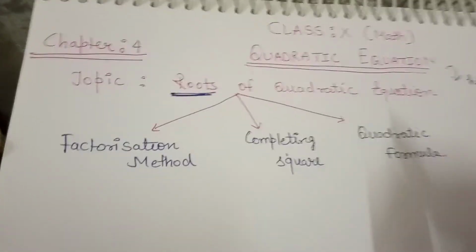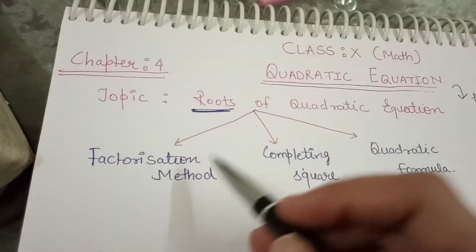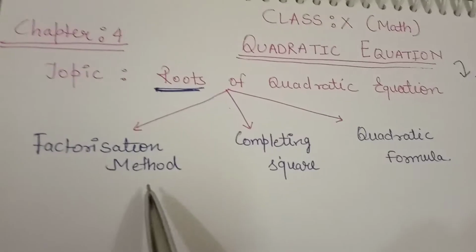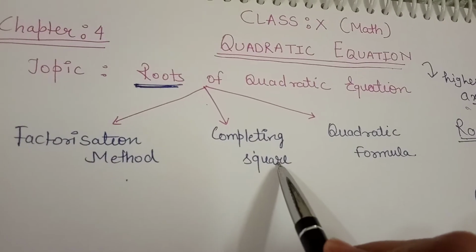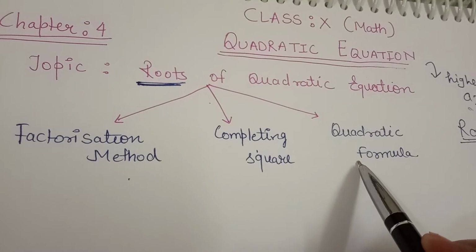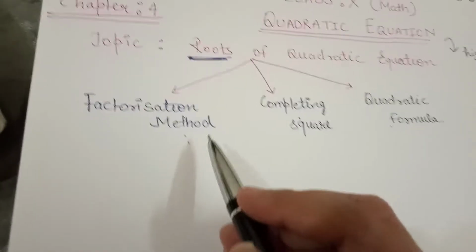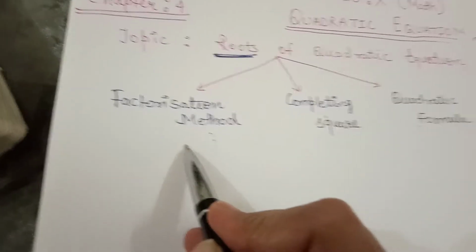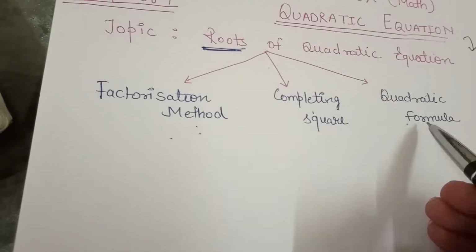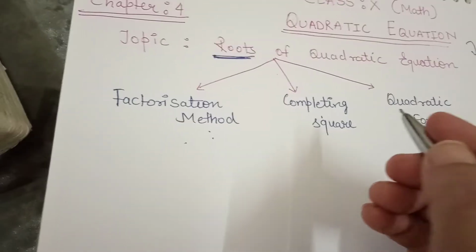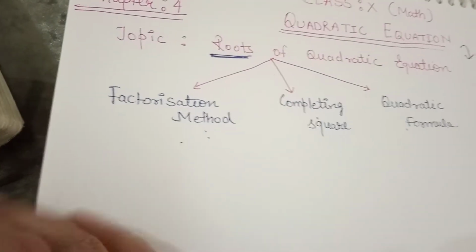Now come to the methods. Three methods are there to find out the roots of quadratic equation. First, factorization method. Second, completing square method. And third, quadratic formula. In this video we will do the first one, factorization method, and this one is the easiest one. All are very easy but this is the easiest one. Why? Because this you already know, you have done it already.